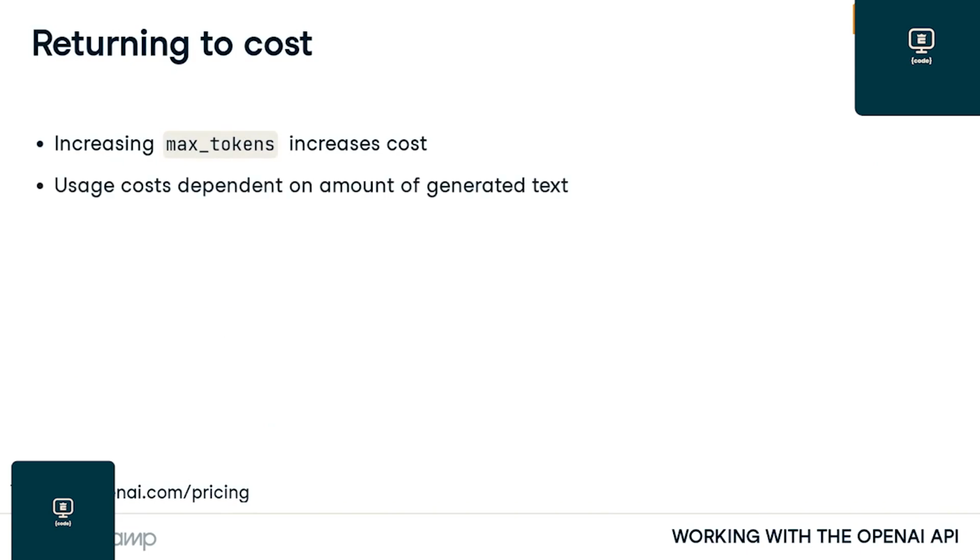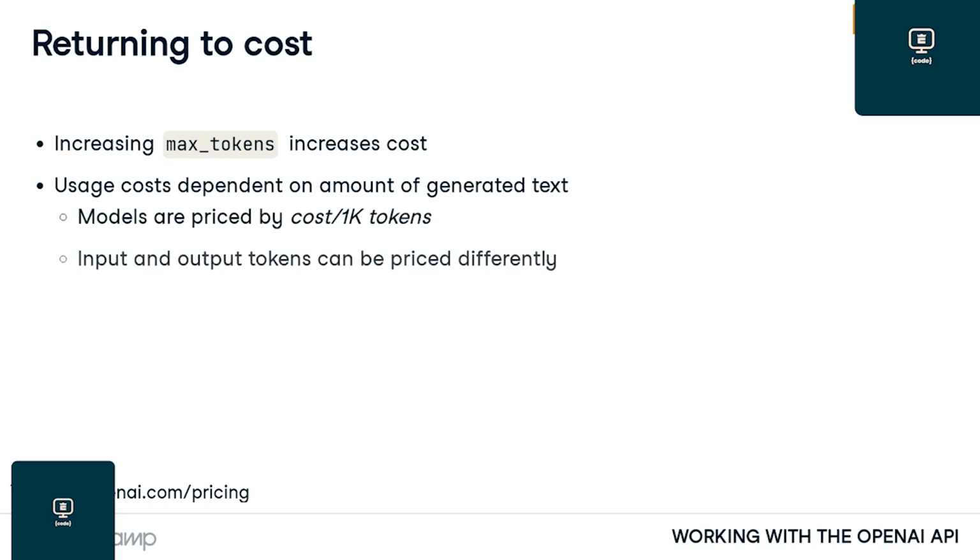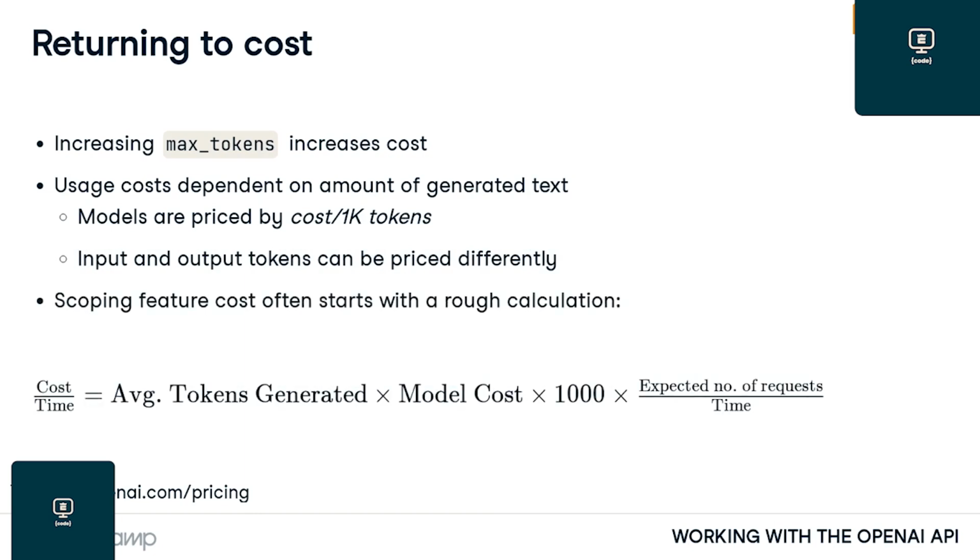Recall that the usage costs are dependent on the model used and the amount of generated text. Each model is actually priced based upon the cost per 1,000 tokens, where input tokens, the tokens used in the prompt, and output tokens, the generated text, can be priced differently. When scoping the potential cost of a new AI feature, the first step is often a back-of-the-envelope calculation to determine the cost per unit time.